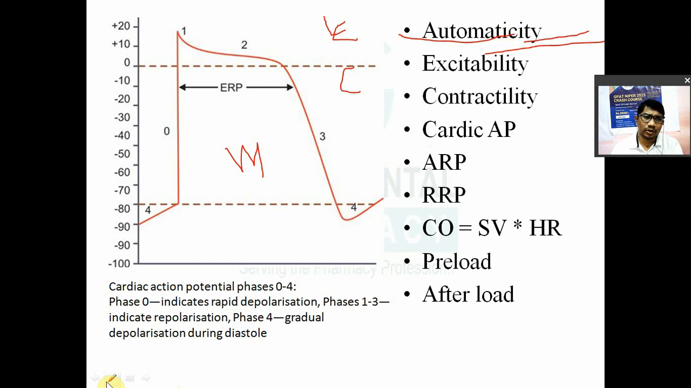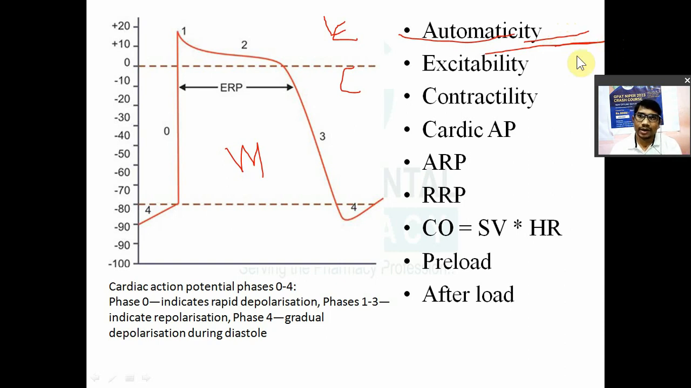Automaticity means the property of a cardiac cell to undergo spontaneous depolarization. So every cardiac cell is able to produce the impulse, but most of the impulses are produced by the SA node. The frequency of producing impulses for the SA node is the highest. That's why the SA node is known as the pacemaker of your heart.